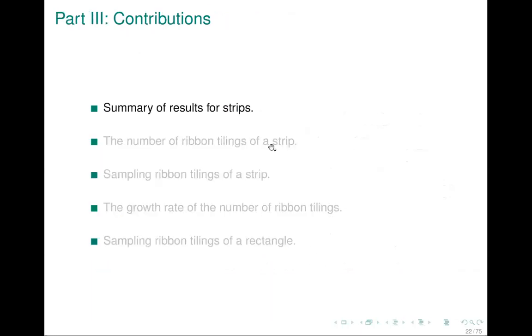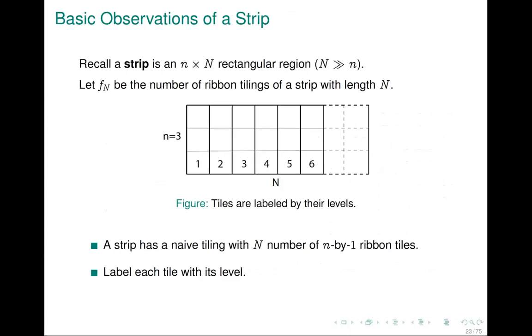Okay, so let's move to the main part, our contributions. Let's start with some warm-up examples. Consider a strip region. A strip region is like this. It has naive tilings, and we can label the tiles with their levels: 1, 2, 3, and so on. We will denote the number of tilings using F sub capital N. So this is basically what a strip looks like.